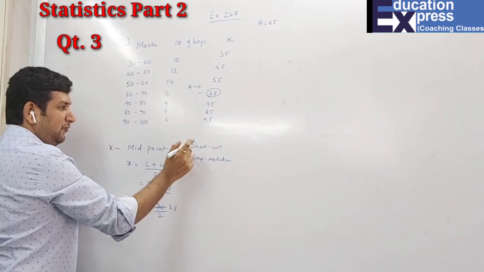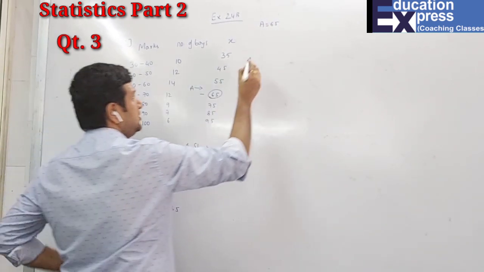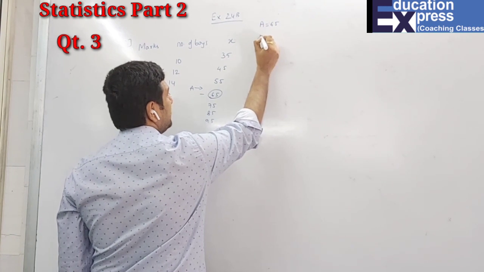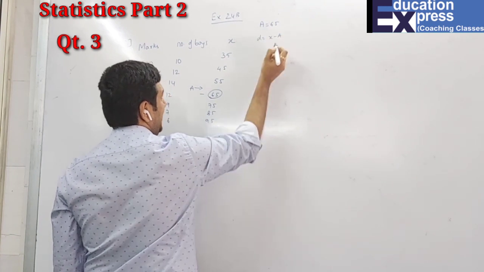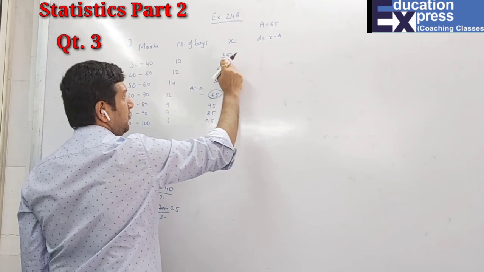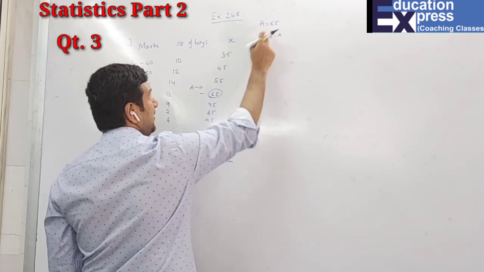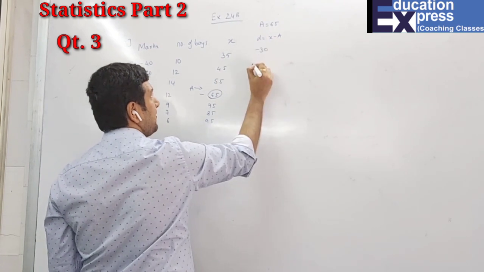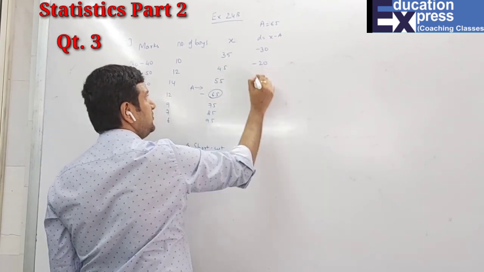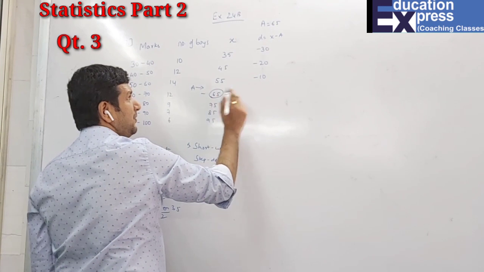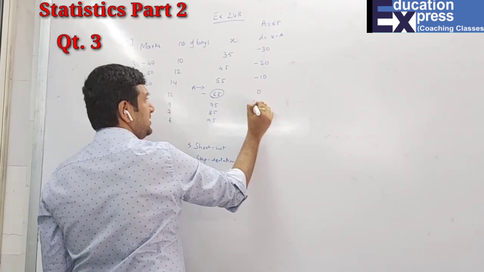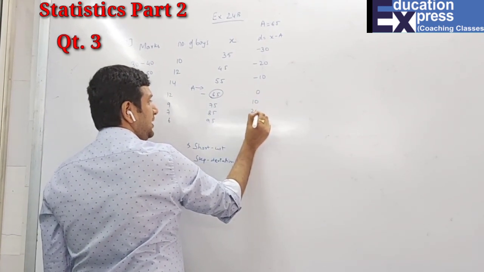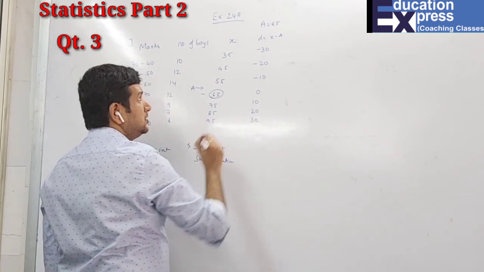What are we finding now? First is your shortcut method. We are using shortcut method for which we will first find d, which is x minus a. What is your x? 35. What is your a? 65. 35 minus 65 is minus 30. 45 minus 65 is minus 20. 55 minus 65 is minus 10. 65 minus 65 is 0. 75 minus 65 is 10. 85 minus 65 is 20. And now it's 30. So you got your d.